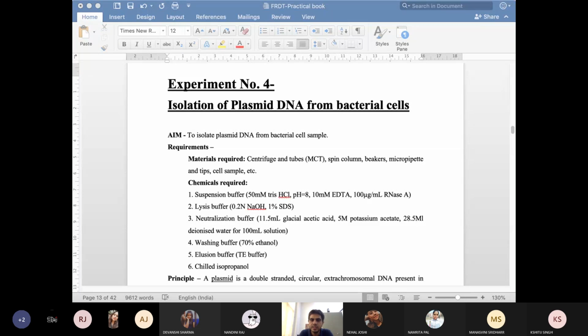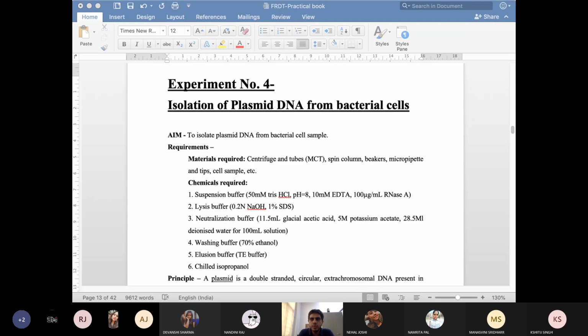The third one is construction of vector, which I described. Construction of vector is a practical that you can do simply online. You need just a laptop and some online tools, like restriction site finders, which I think you all know from your previous semester. For that you don't need anything physical. I can give you some assignment, and you can do that.